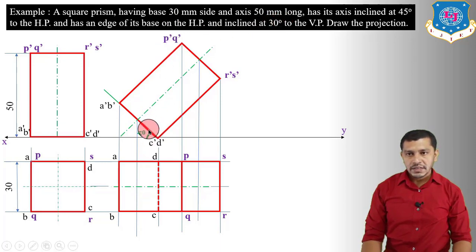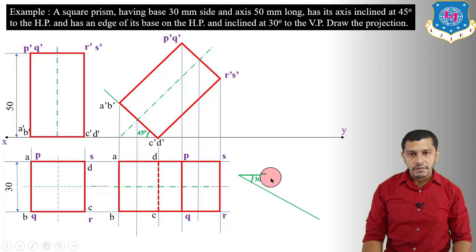So the base edge CD is on the horizontal plane. That means we have to incline CD at an angle of 30 degrees to VP. So now we will copy this figure over here by taking C dash D dash at an angle of 30 degrees to the XY reference line.